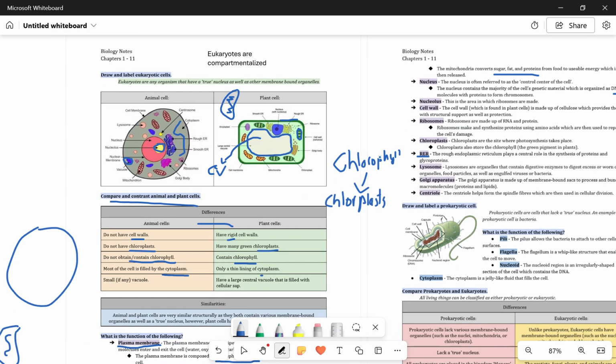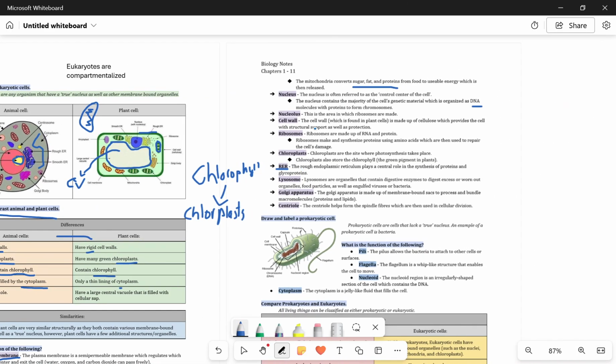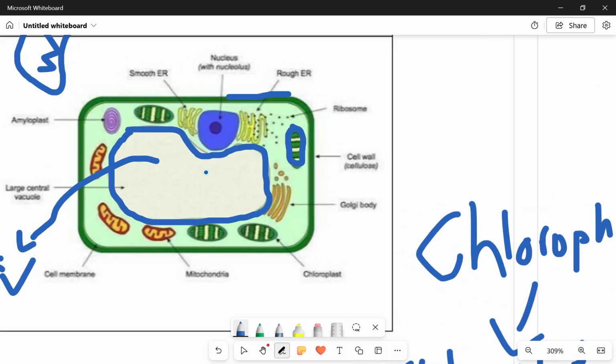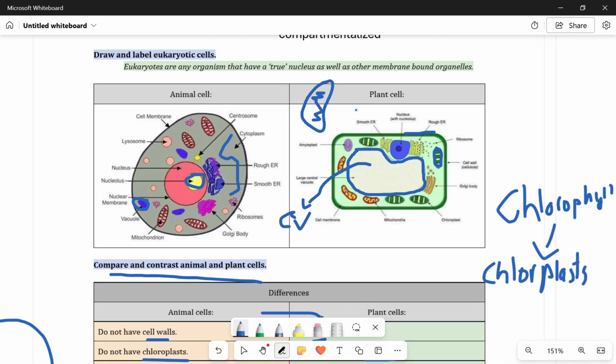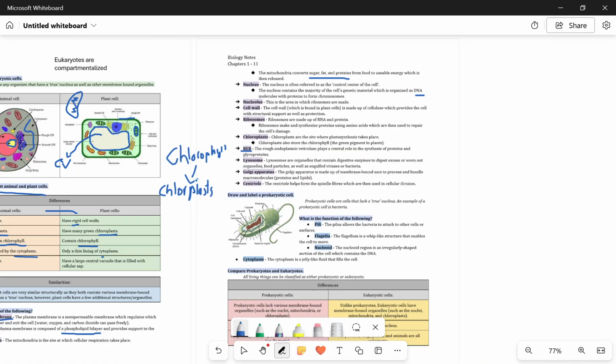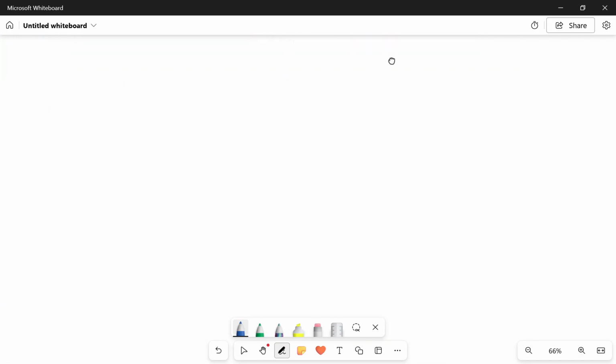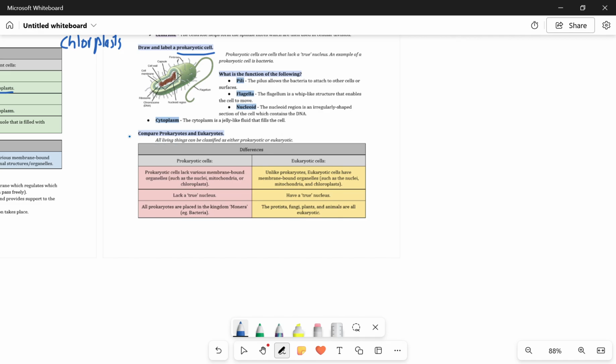So that was all for today, which talked about eukaryotic cells. Just remember to have an overview of all of this. Look at these diagrams and try to identify these organelles on your own. In the next class we'll be looking at prokaryotic cells and comparing prokaryotes and eukaryotes. We'll look at this in our next class.